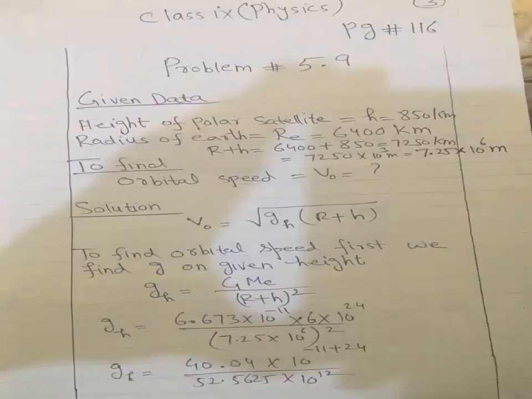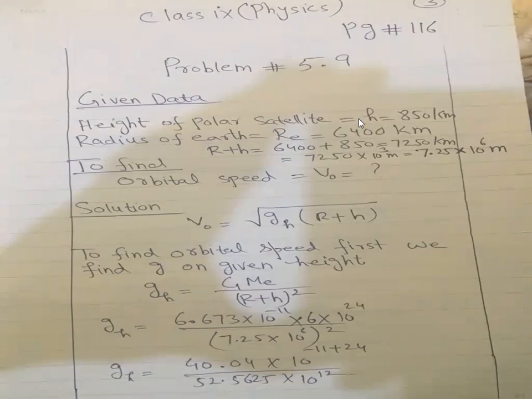Now I'm moving towards problem number 5.9. I read the problem first. 5.9. A polar satellite is launched at 850 km above Earth. Find its orbital speed. So I write the given data.